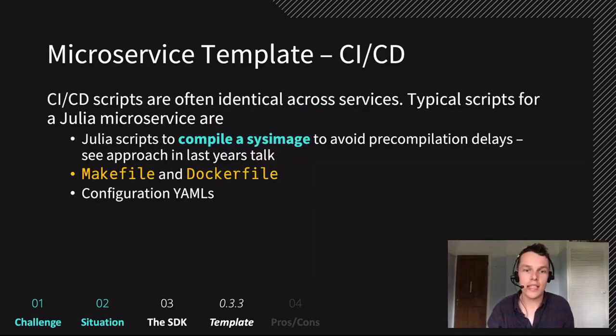Similarly, with CI/CD, we have scripts that will automatically compile a system image, which is a great way of avoiding pre-compilation delays. Again, see the approach in last year's talk for that. And also we have the makefile and dockerfile and configuration YAMLs that are configured for our pipeline and for our deployment. They generally depend on the organization you're in and what project you're in, so they may vary at a project level or at an organization level.